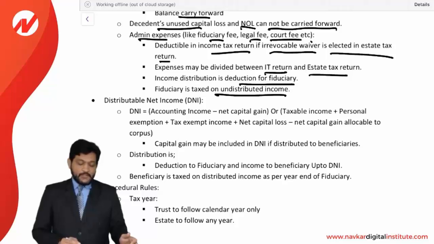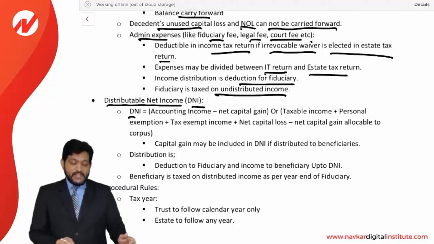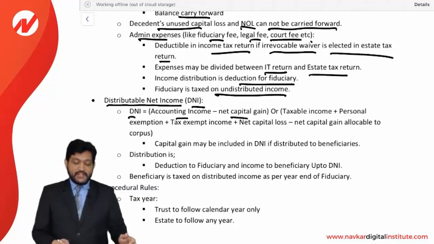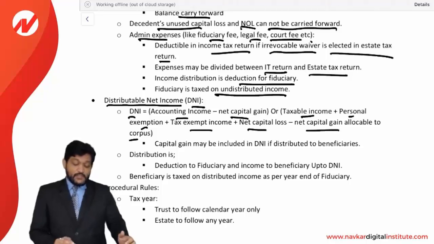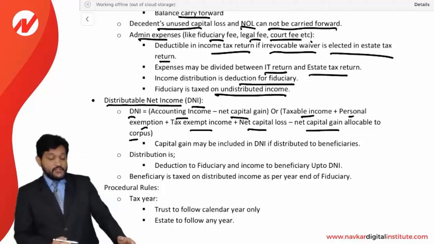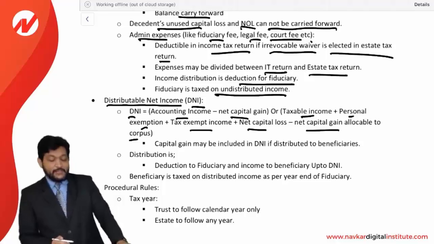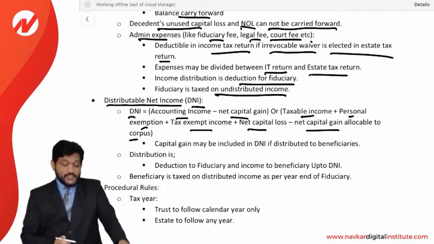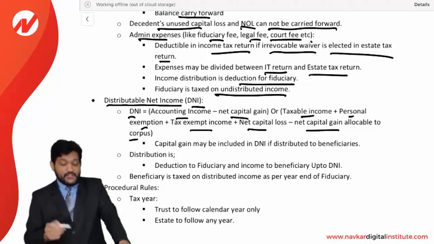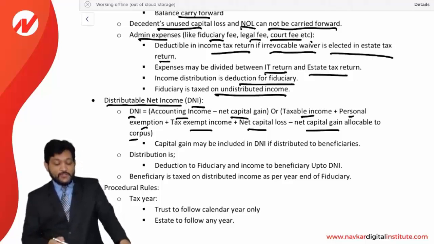The next concept is distributable net income, which is called DNI. DNI calculation: it will be accounting income less net capital gain, or we can say taxable income plus personal exemption plus tax exempt income plus net capital loss less net capital gain allocable to corpus. You can use this formula to calculate distributable net income. Two formulas may be there, so any of the formulas you can use.